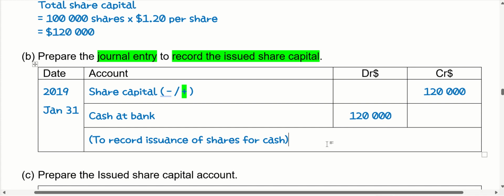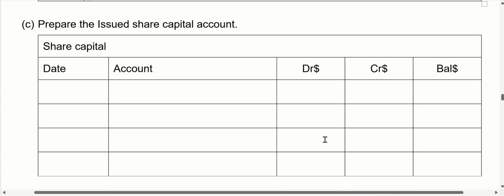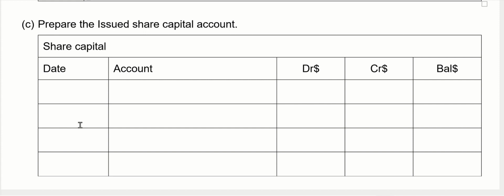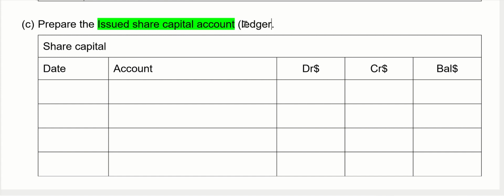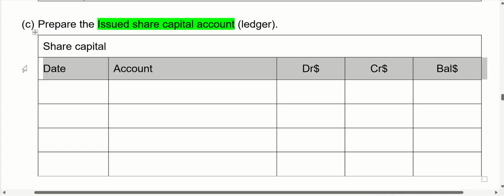Okay, the next question, C. My suggestion is for you to finish listening to this part of the video, then pause the video and write down what you see on the screen, instead of pausing every few seconds. What you are asked to do is to prepare the share capital account. Account is another word for a ledger, right? In a ledger, they want date, account or particulars, debit $, credit $, balance. They want you to prepare the ledger and tell them what has happened inside the share capital account for this year.